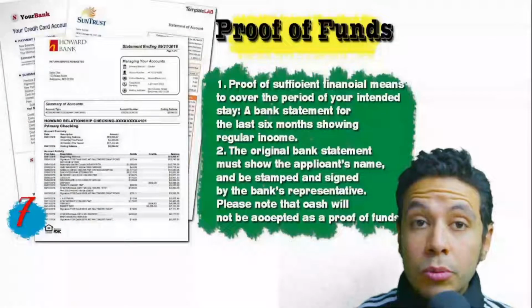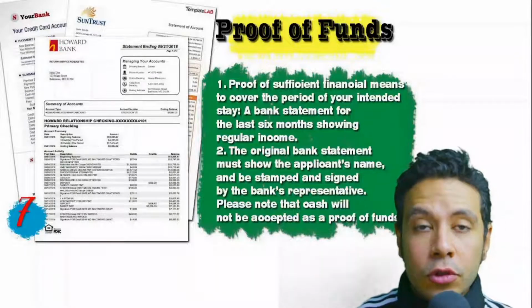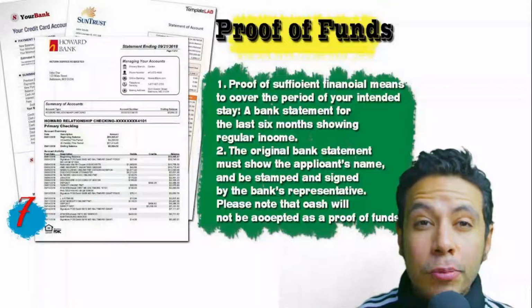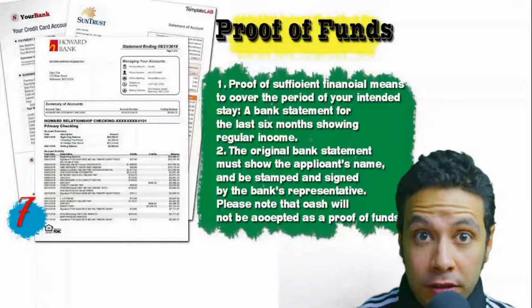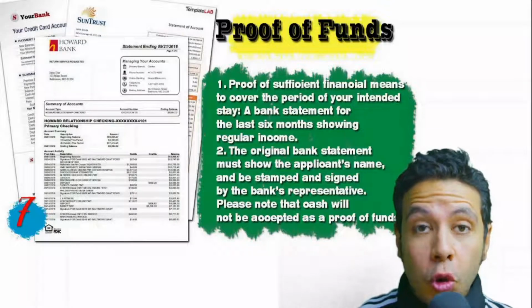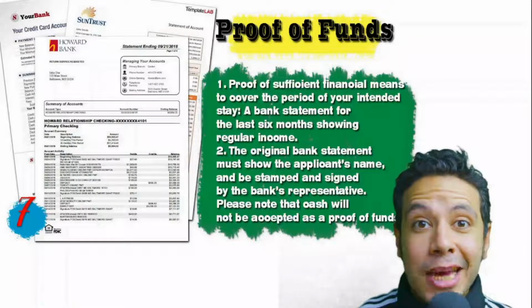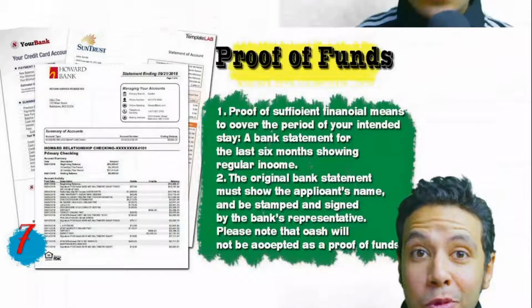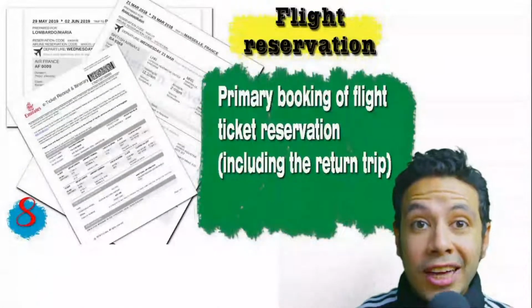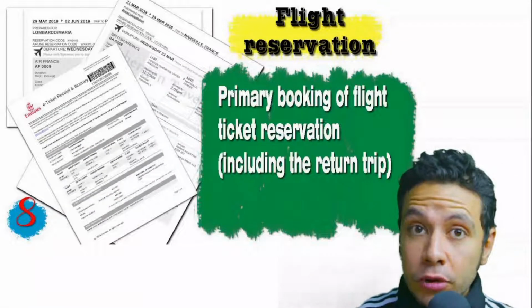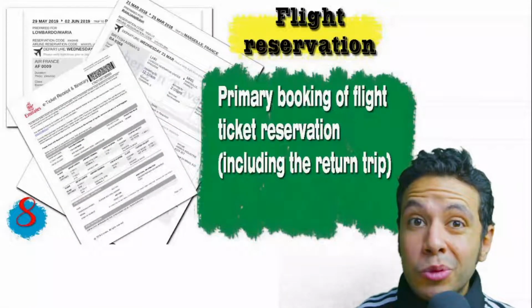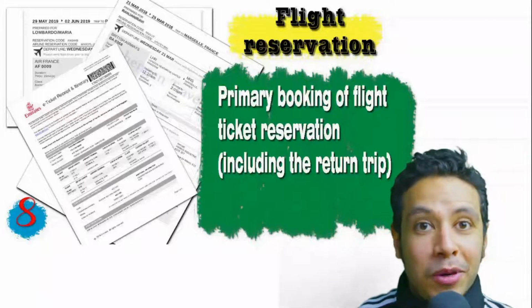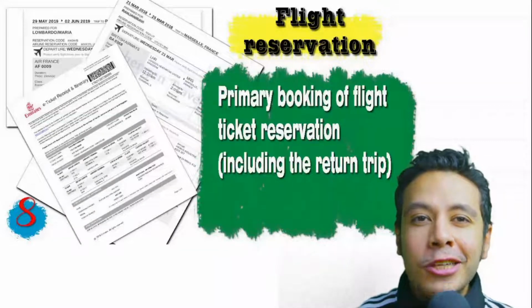You will also need to provide proof of sufficient funds, which is a bank statement stating your balance for at least 6 months. The original bank statement must show your name and should be signed and stamped by the bank representatives. And remember that cash will not be accepted as proof of funds. You should also provide a flight reservation. It could be an initial booking, but in some minor cases, you will need to provide a confirmed booking. And remember that this flight reservation must include a return ticket.